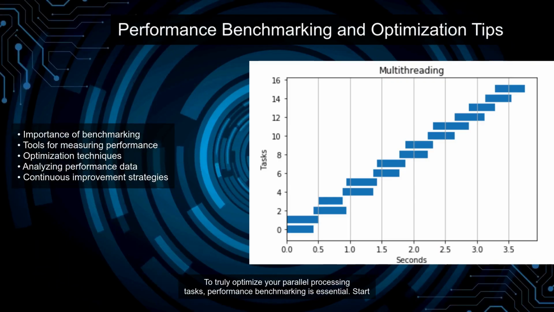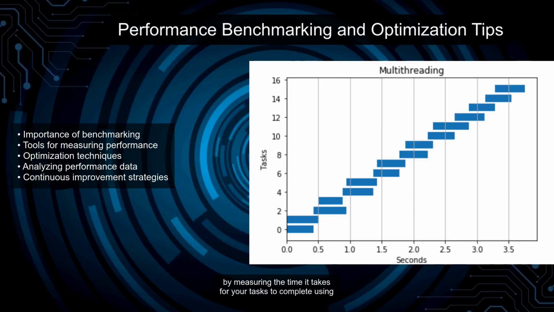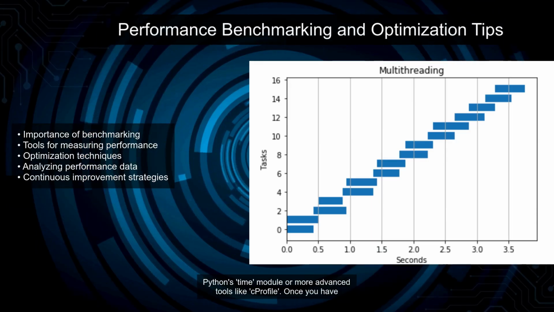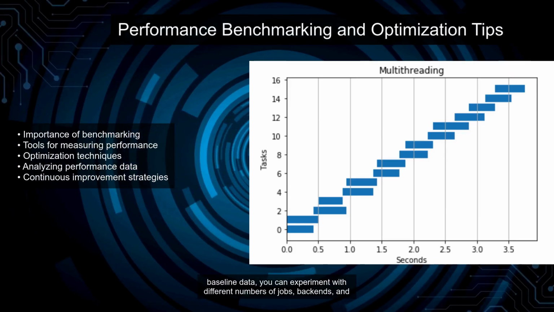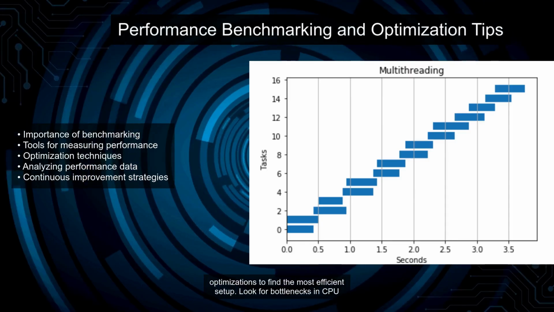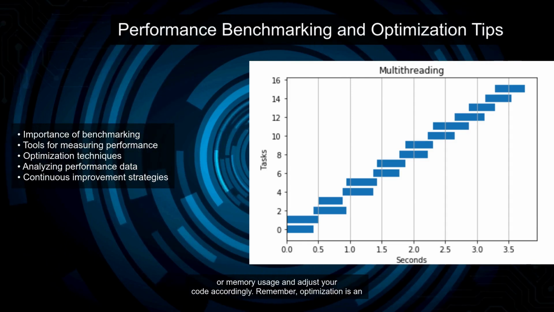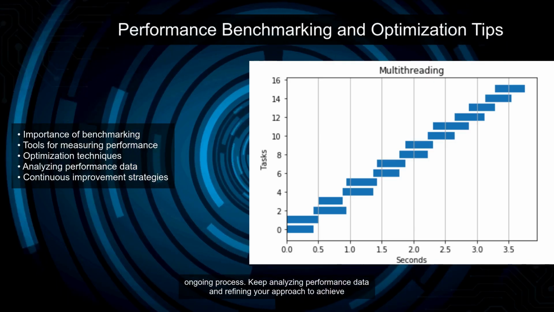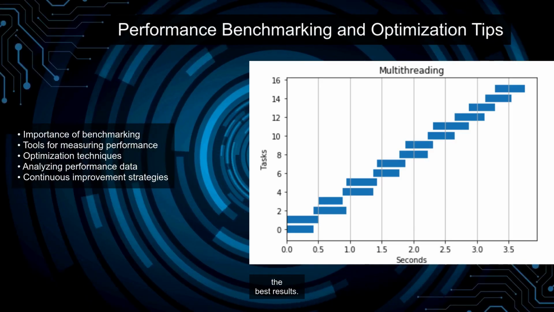To truly optimize your parallel processing tasks, performance benchmarking is essential. Start by measuring the time it takes for your tasks to complete using Python's time module or more advanced tools like cProfile. Once you have baseline data, you can experiment with different numbers of jobs, backends, and optimizations to find the most efficient setup. Look for bottlenecks in CPU or memory usage and adjust your code accordingly. Remember, optimization is an ongoing process. Keep analyzing performance data and refining your approach to achieve the best results.